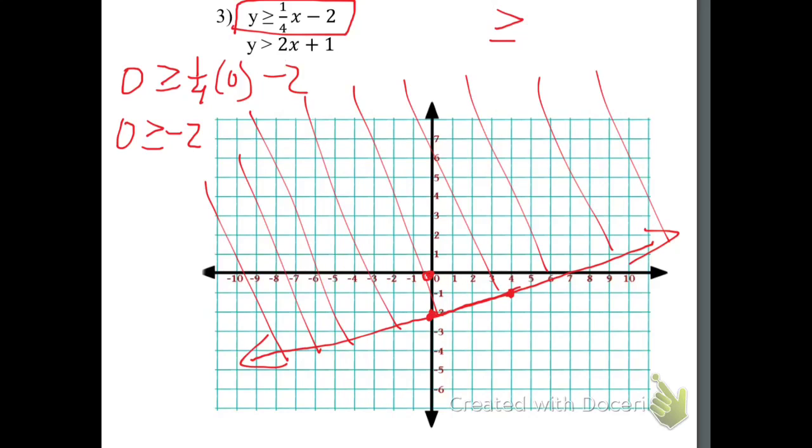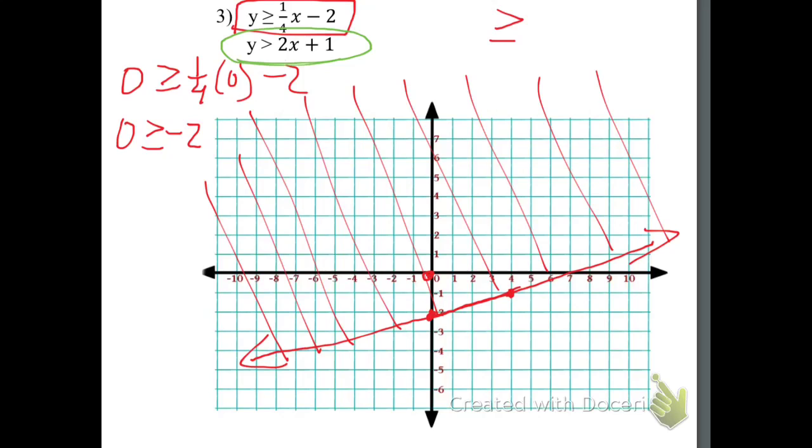Okay, now that's done. We're going to graph the other inequality. If you're in a regular class, you're going to put this on a separate coordinate plane, but we're just going to put them both on one to save on time and uploading multiple videos, which is a lot of work.